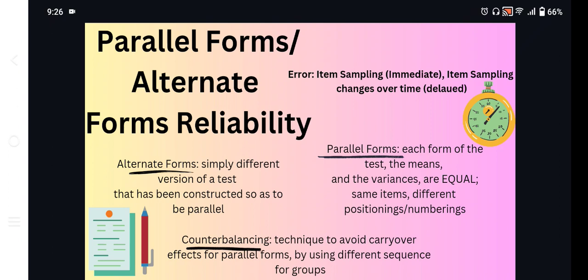Punta na po tayo sa parallel form or alternate form reliability. Ang error po natin dito ay sampling, item sampling. Sampling change over time. Established when at least two different versions of the test yield almost the same score. In this, parallel form has the most universal applicability. Okay?